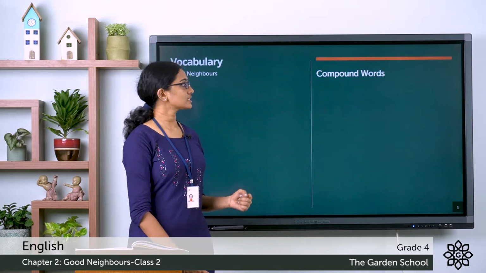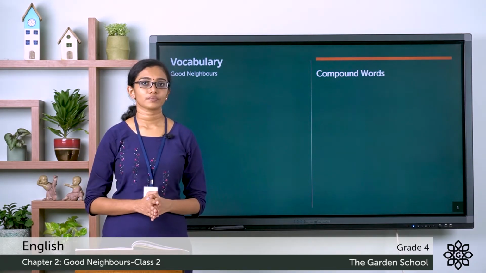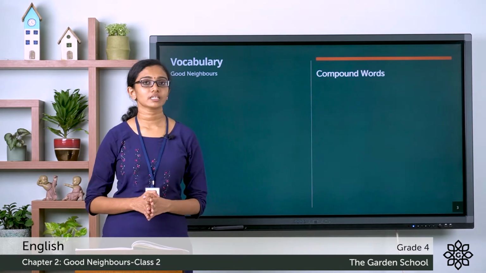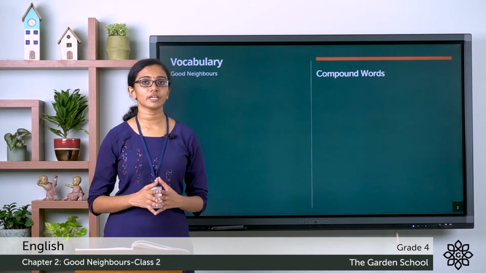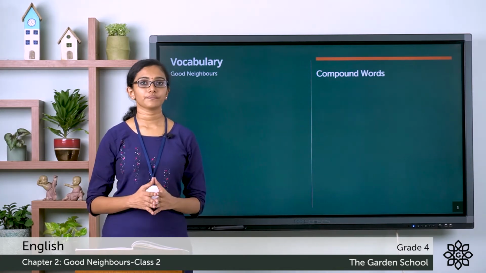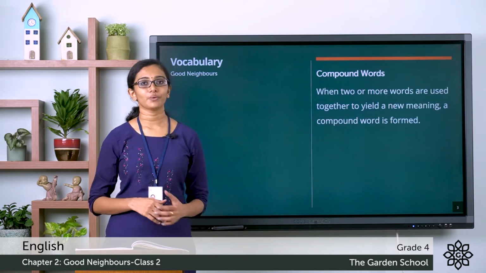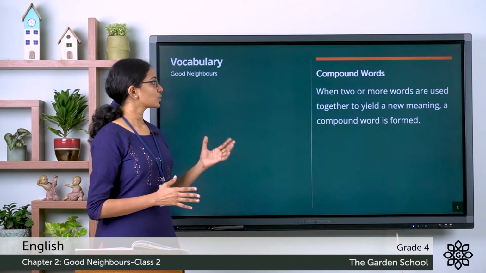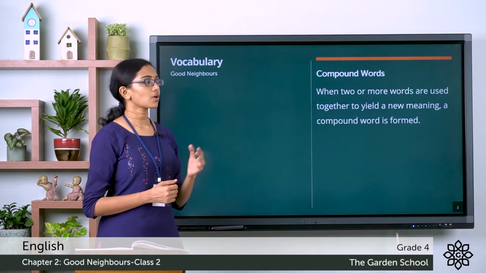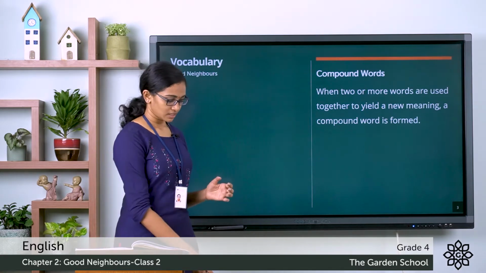So in the vocabulary section, it is about the use of compound words. You know what compound words are? Sometimes we use two or more words in combination to make a new word which has a new meaning. Such words are called compound words. So when you use two or more words to yield a new meaning, you call that a compound word. Let's see some examples.